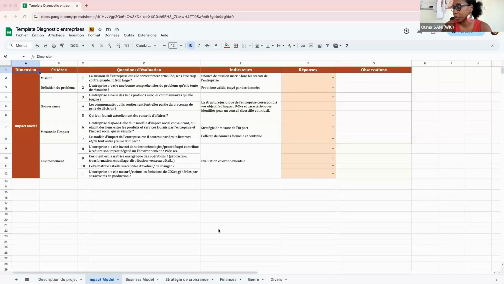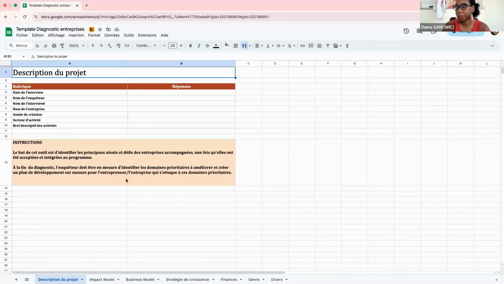So we have a template that we put on, it's in French, but I guess you will understand. So we have this template with, as you see here, all the areas that I was talking about.